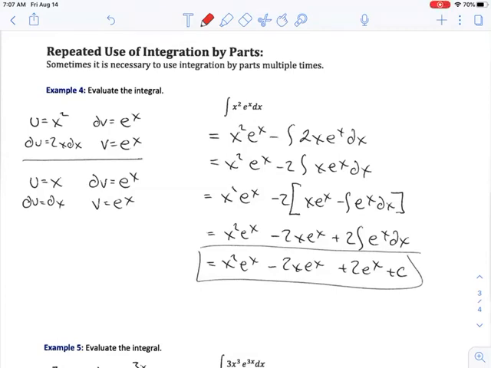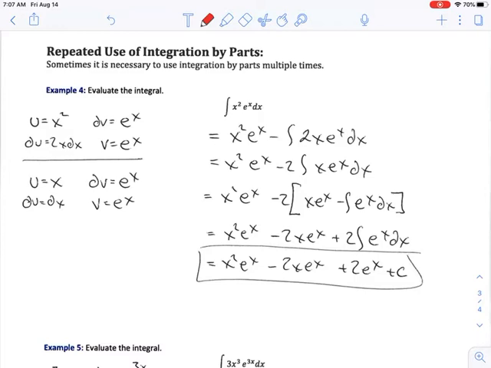In this video, we are going to once again be looking at integration by parts, but now we're going to be looking at repeated use of integration by parts. Yes, as much fun as it is to do once, we sometimes have to do it 2, even 3 times in one problem. So let's get started.